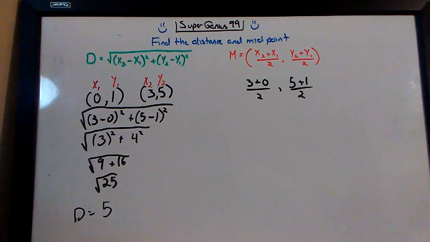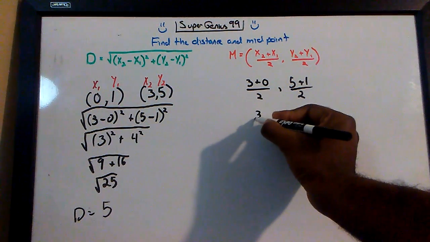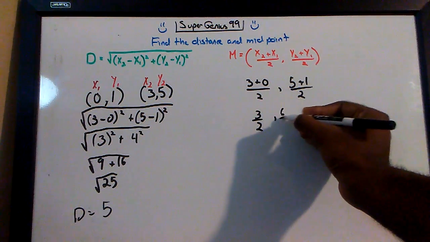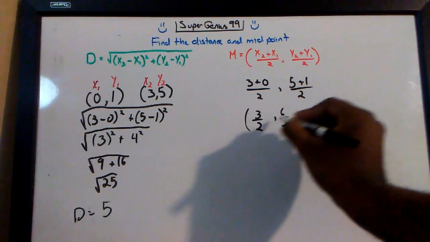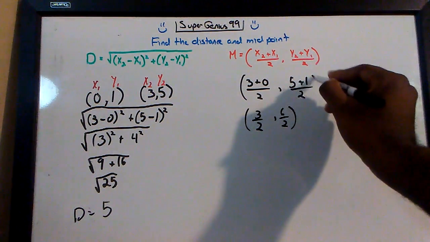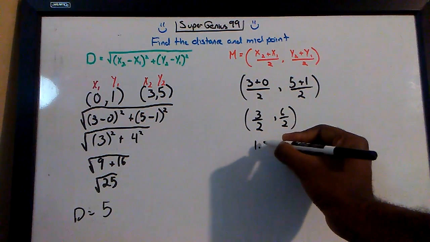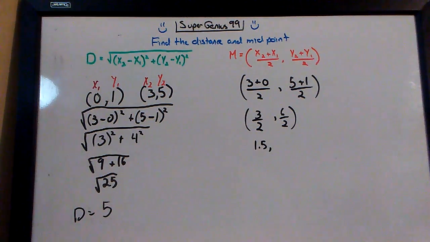What is 3 plus 0? 3. What is 5 plus 1? 6. And then what is 3 over 2 if you want to turn that to a decimal? 1.5. What is 6 over 2 reduced? 3.